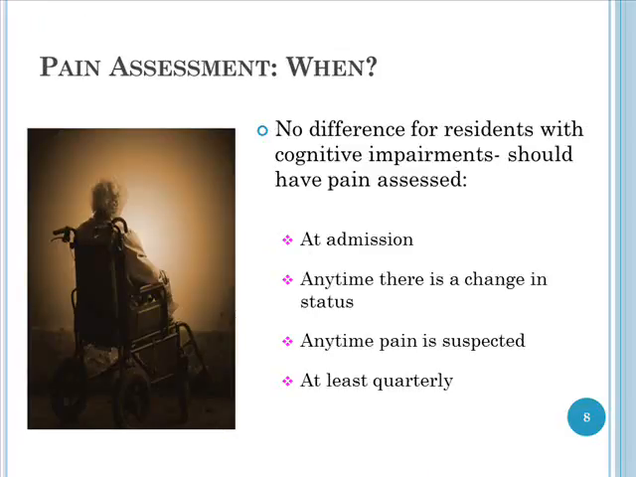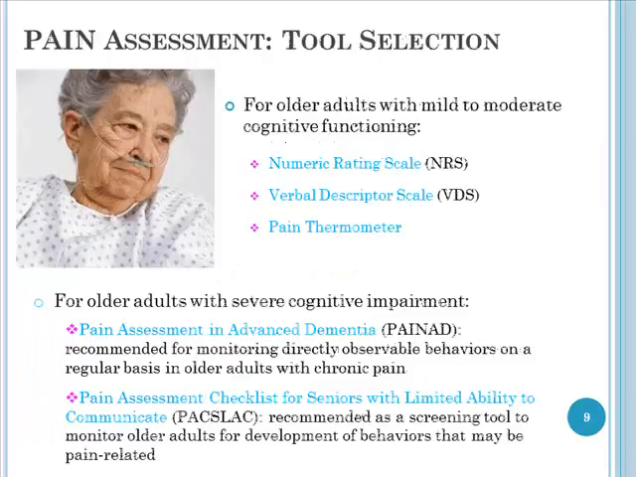When should pain be assessed? Well, when pain should be assessed is no different for those that have cognitive impairment as compared to the residents that are intact and can self-report. The timing of assessments is the same. So every resident should be assessed for pain at admission, anytime there's a change in their status, anytime pain is suspected, and at least quarterly.